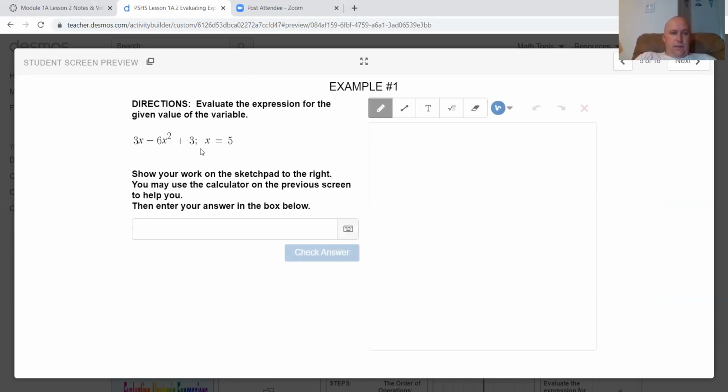It says show your work to the side here. So first of all, I would normally just want to write out the question. So 3x minus 6x squared plus 3. But we know that x equals 5. So where we see an x, we substitute in 5, but like it said on the previous slide, you put it in parentheses. And I apologize, but oh goodness, my writing is not as neat as I would like it to be here.